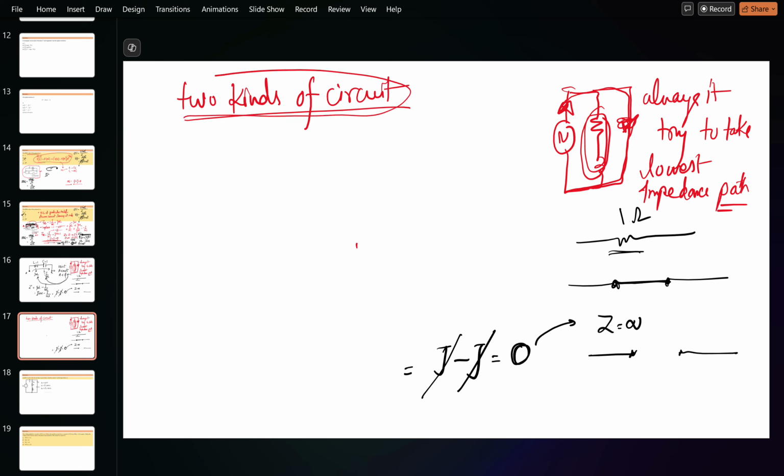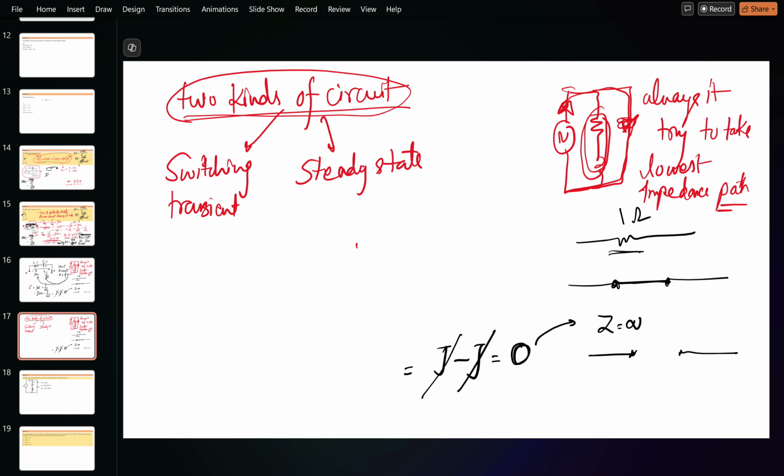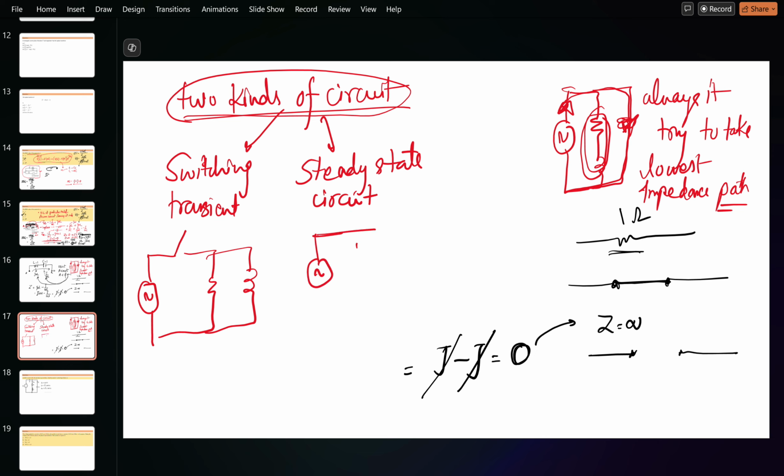There are two kinds of circuit basically. One is a switching circuit, or you can say a transient circuit. Second is the steady state circuit. What do you mean by switching circuits? Basically, suppose there is one voltage source and one switch connected, there will be resistors, inductors like that. A steady state circuit is one where no switches will be there. It's just a simple circuit.